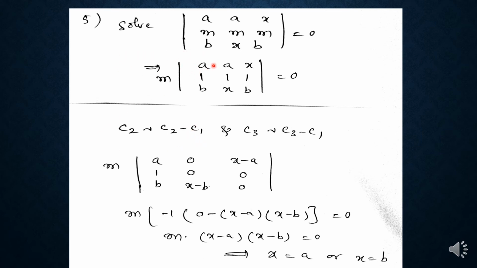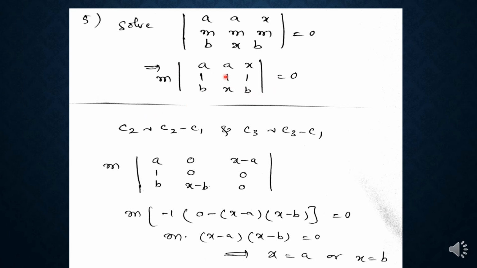So what we did in this problem, in the second row m is common, so we take that m as common. So this determinant becomes a, a, x; 1, 1, 1; b, x, b is equal to 0.